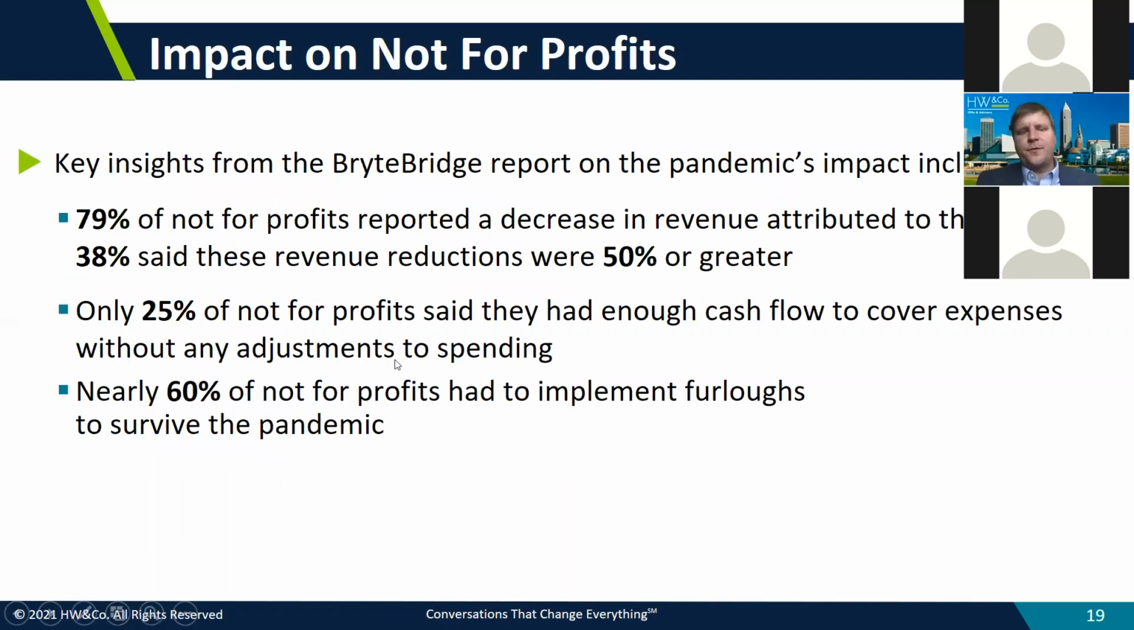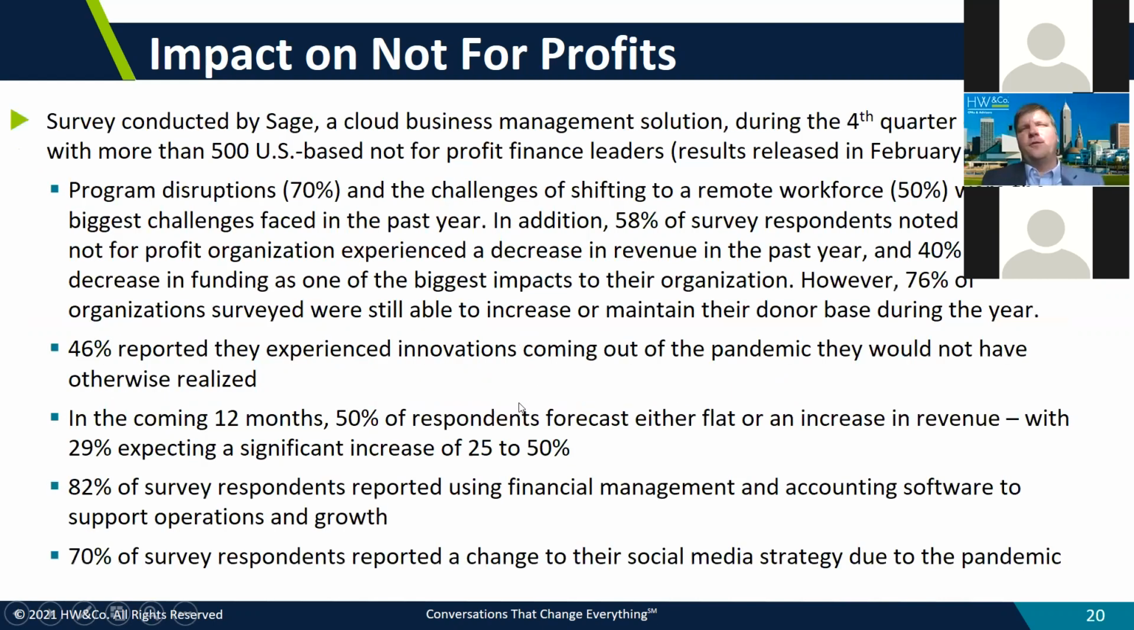And also, no surprise here that 79% of the nonprofits had revenue decreases, and 38% of them had revenue reductions greater than 50%. Only 25% actually felt they had enough cash flow to cover their expenses and their spending, and 60% of them had to implement furloughs just to survive the pandemic. Okay, so again, no real surprises in those results.